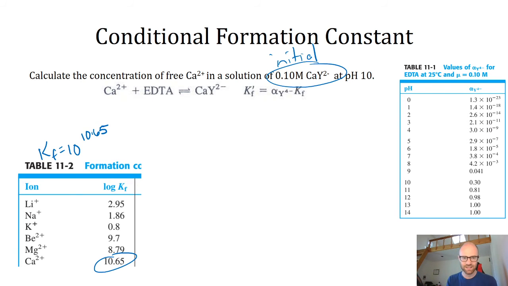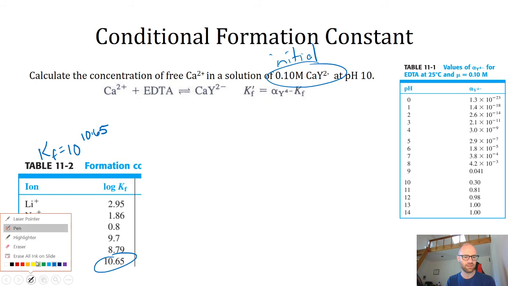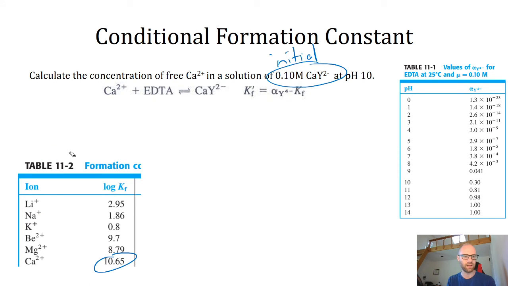So let's just write an ice table. I mean, we might as well, right? Actually, I'm going to delete this and move it. I wish I could move my handwriting. So this should be Kf is equal to 10 to the 10.65. We're going to write an ice table right here. We're going to fit it in. So the initial amount of calcium and free EDTA are both 0. And we're going to say the initial amount of bound is 0.1. We're going to shift to the left.